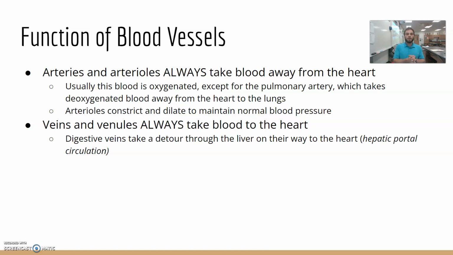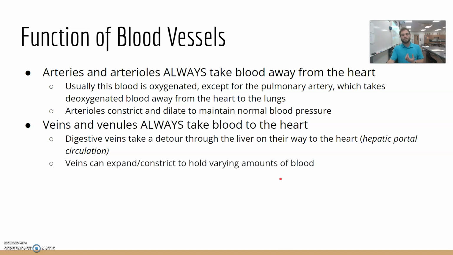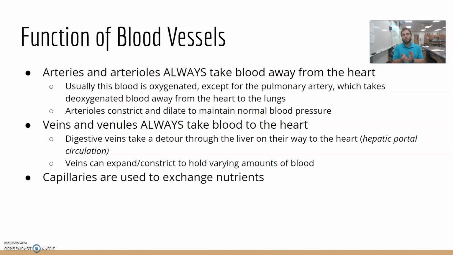You do have some special venous systems, including the hepatic portal system, which is where digestive veins are going to go through the liver on their way to the heart so that the liver is able to clean out any toxins, any glucose, anything like that that it needs to pick out before they make their way to the heart. Veins also have the ability to expand or constrict to hold different amounts of blood depending on what is needed. And like we mentioned, capillaries' function is to exchange nutrients in those capillary beds.